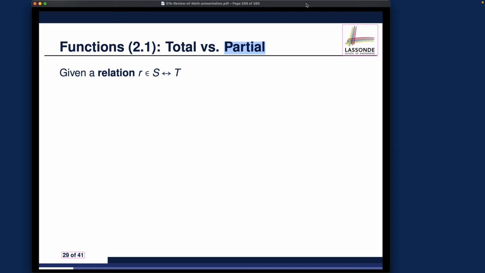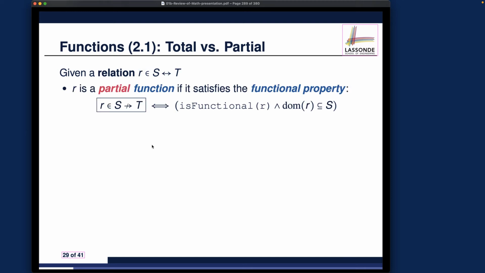Let's take a look. Given the relation R, which is a member of the set of possible relations between two sets, S and T, we know that as long as R satisfies a certain functional property, it will be a function. But now, what kind of function is that? We want to talk about something more fundamental than injective, surjective, and bijective. Let's distinguish between total versus partial. Let's see what a partial function is.